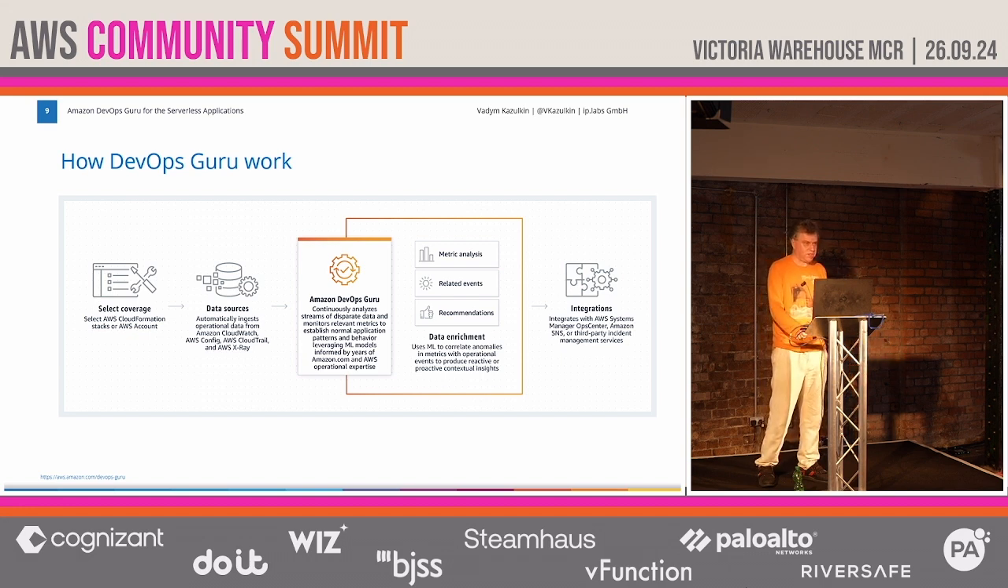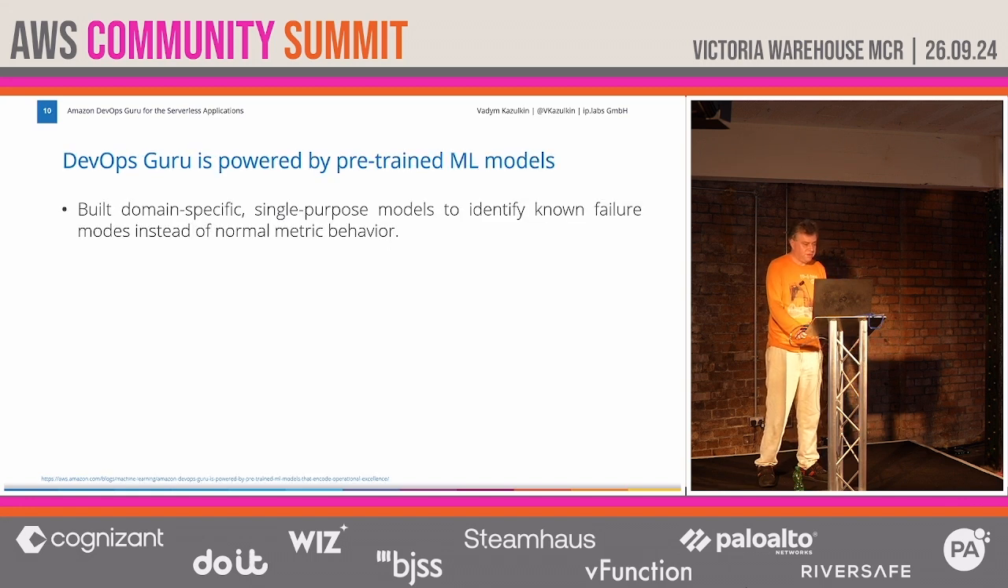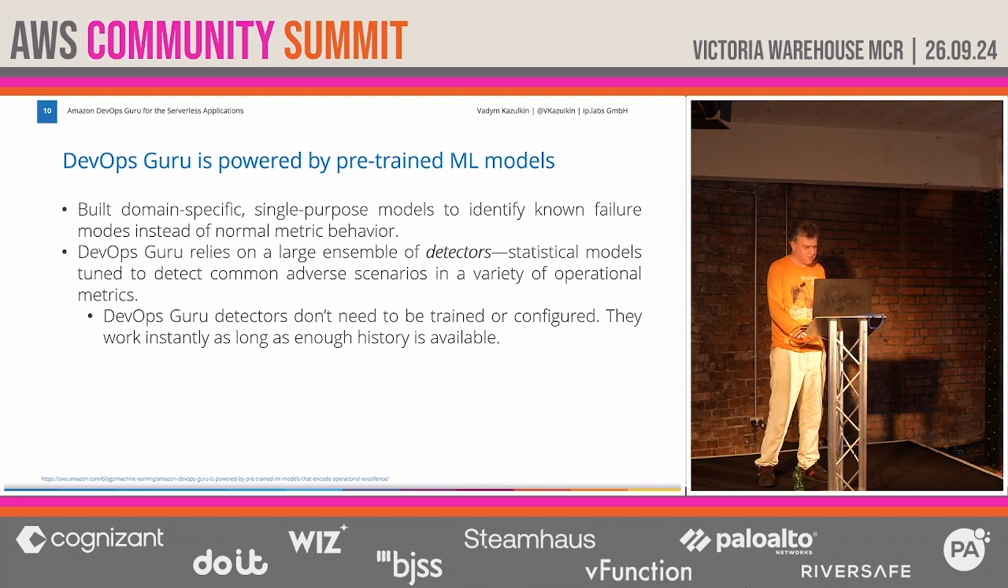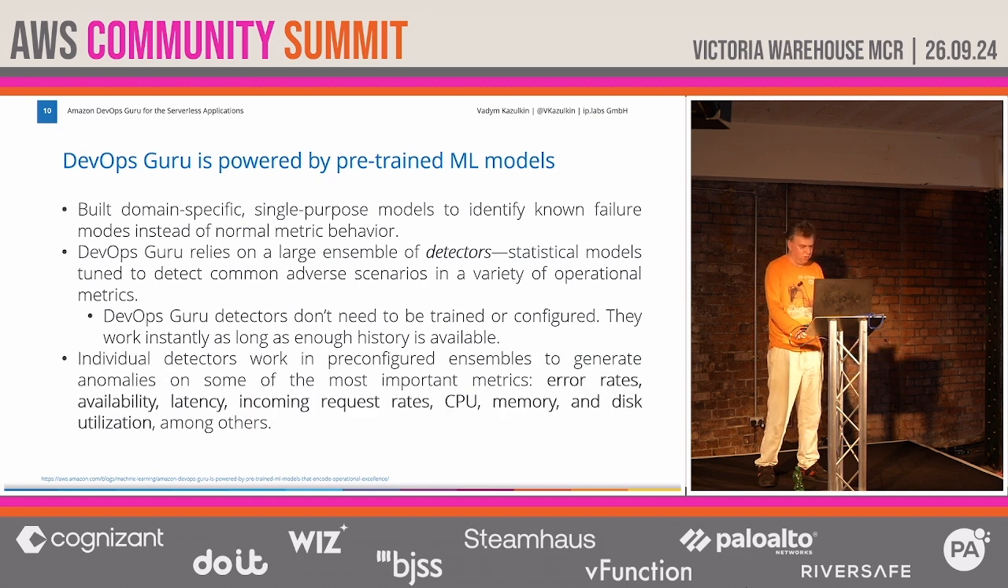And there are, of course, integrations to professional incident management tools like Atlassian OpsGenie or PagerDuty. AWS has its own in Systems Manager. You can push it via SNS. There is not much information on how it's really implemented, but basically what I found is that these are domain-specific detectors that work individually, but also in ensembles together, trained to identify all possible misbehaviors, like the mentioned error rates, latency, incoming requests, and all that stuff.